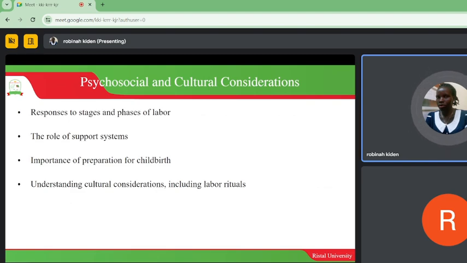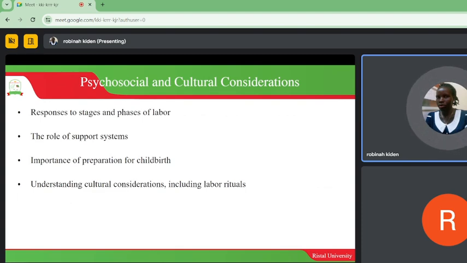So all these come into consideration when we are talking about the psychosocial and the cultural considerations. There are some women when they are in labor, because they know that the two of them are participating in bringing this baby into her life, they really want their partner to be with them, and yet others feel like they should not even look at the partner. So all these have to be put into considerations.